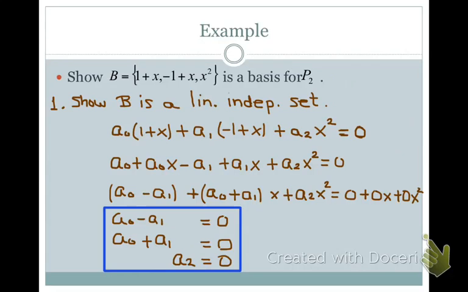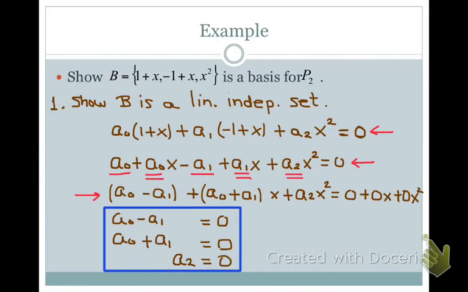Here is one way to show that B is a linearly independent set. As mentioned before, we take a linear combination of the vectors in the set, which you see in the first line. Now all I've done is distribute the values of the coefficients through the equation, which you see in the second part. And now I've grouped together the like terms. That is, all terms that are constant terms, I've grouped those together. All the terms that go with x have been grouped together. And then, of course, x squared. And you get this third line.